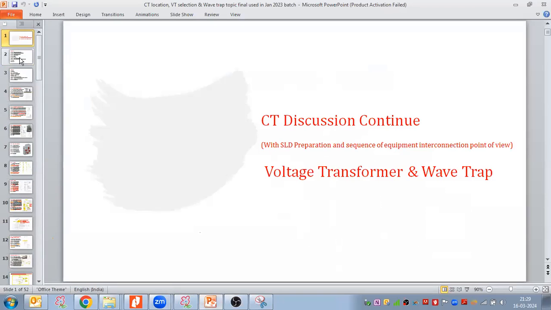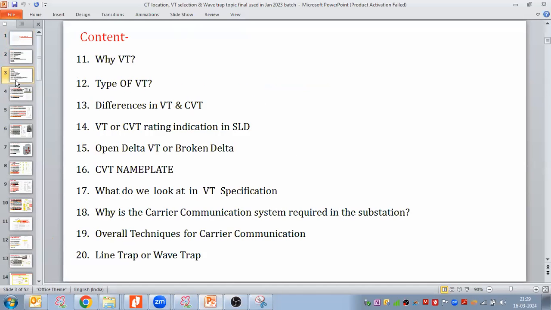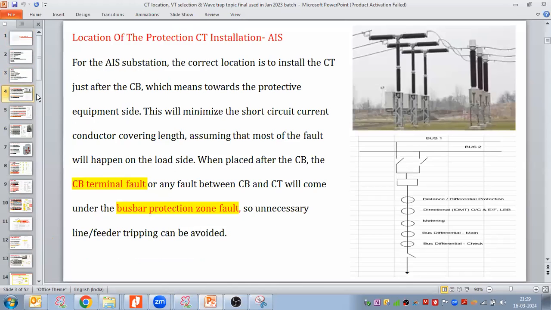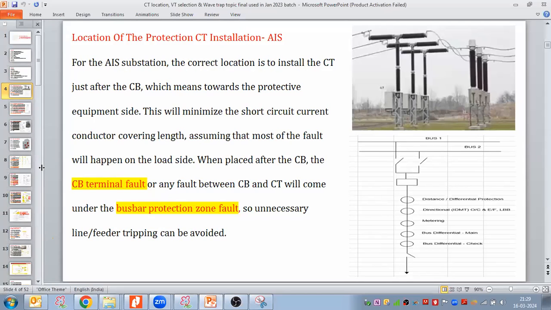Okay, let us start with A. This is very important from the SLD preparation point of view, so please concentrate. I told you this is a disputed topic, so a few engineers may have a different opinion as well. Please share your experience as well. So, location of the protections.